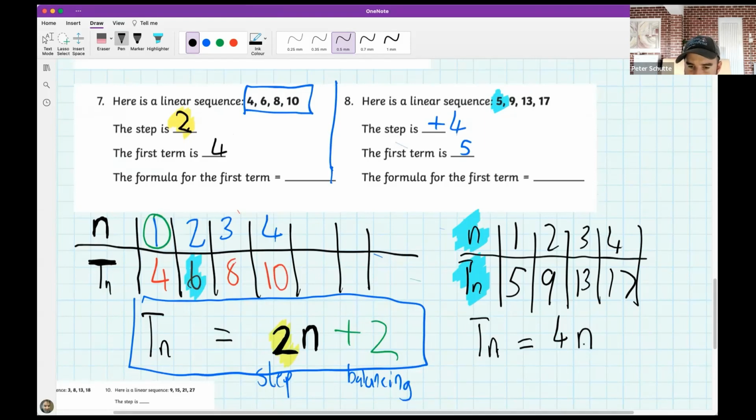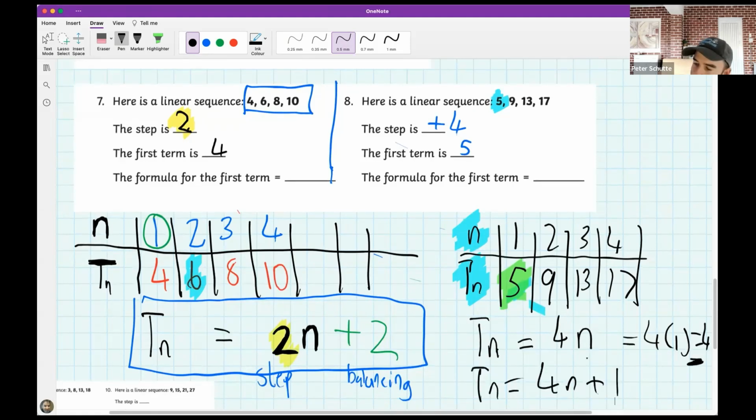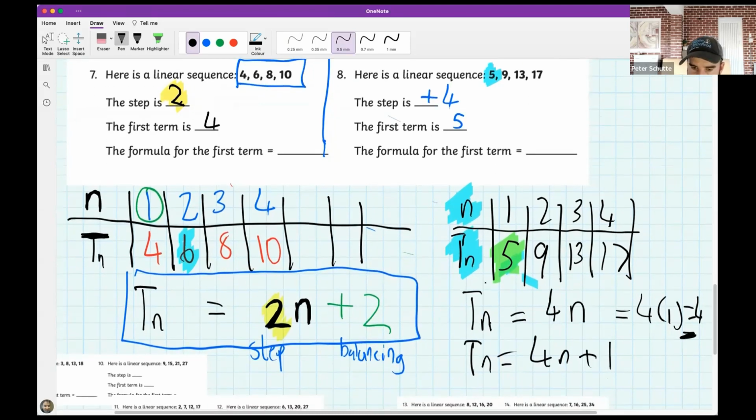Now, the second problem is that if we just stopped now in this question, we need to get to 5. At the moment, if we put 1 in here, we end up getting 4 times 1, which is 4. If we've got 4 and we need to get to 5, how much short are we? We're 1 short. So the final answer is going to be 4n plus 1. That's the formula that describes this.